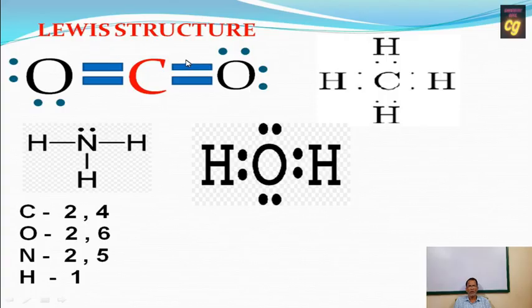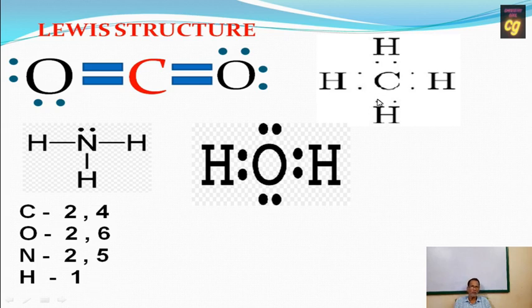If you see Lewis structure, what is the Lewis structure? Lewis structure indicates the number of valence electrons available on the atom. For example, methane. As carbon has atomic number 6, its configuration is 2,4. So 4 valence electrons are available in the carbon atom. As 4 electrons are available, it requires another 4 electrons to satisfy the octet rule.